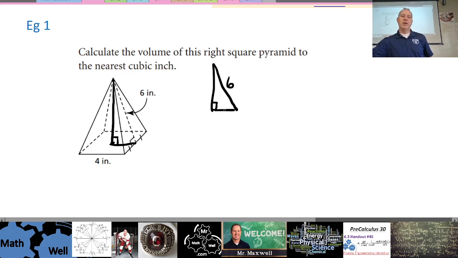Okay, here's 6. What is this bottom length? I'm not given it, but what is this bottom part of this triangle? Yeah, 2. Very good. It's half of 4. You see? That's great. Half of 4 is 2, so this side is 2. And I don't know this h, so I'm going to find the h here.